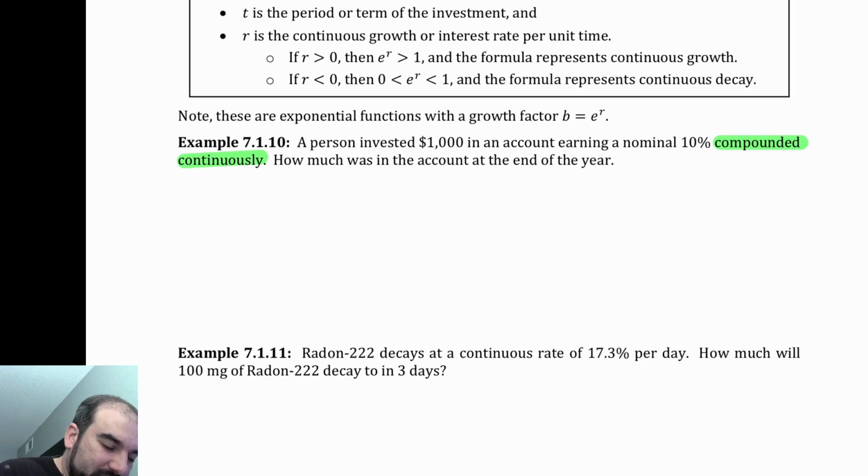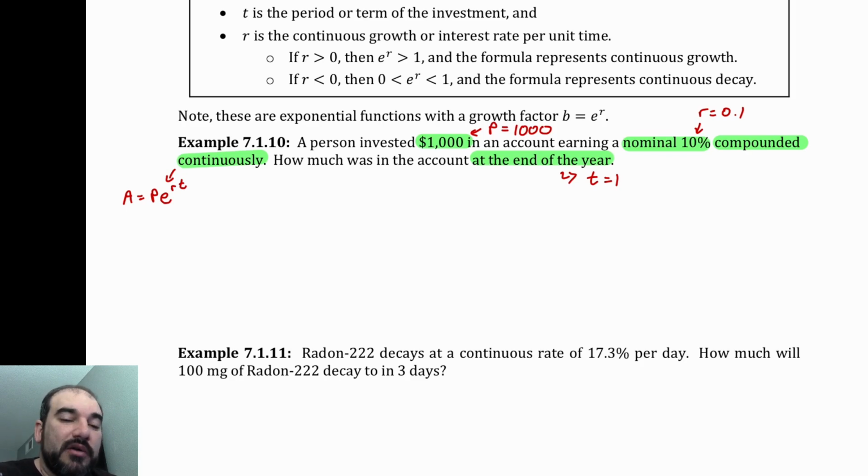We have a person invested $1,000, which is the P value. P equals 1,000. And we see a nominal 10% rate. That means r is equal to 0.1. And compounded continuously, when I see continuously, I know that I'm going to use A equals P times e to the rt formula. And then it says how much was in the account at the end of the year. So that's telling me that we're doing only 1 year of this account. So my t, my time of money left in the account, is going to be 1.